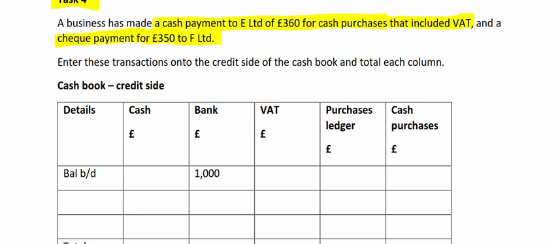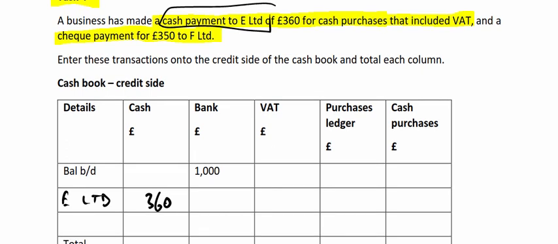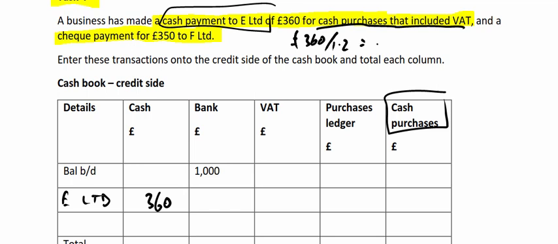Well, if we start with the first of the two transactions, the cash payment being made to E Limited, and if that's being made in the form of cash, that will therefore be a credit to the cash column. And that's for cash purchases, but including VAT. And we've got to make sure that we only record the net value of the cash purchase. So we saw a couple of tasks ago how to convert gross to net, divide by 1.2. So I think the net value of that transaction, the amount we'd actually record as the purchase figure, is £300.